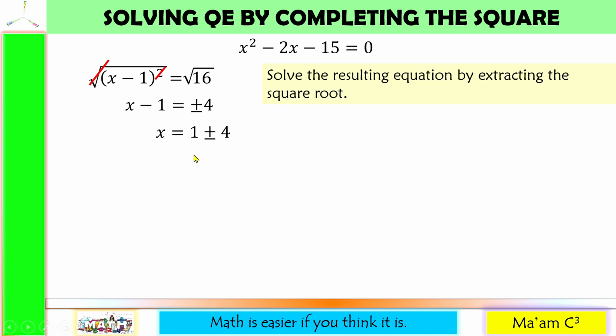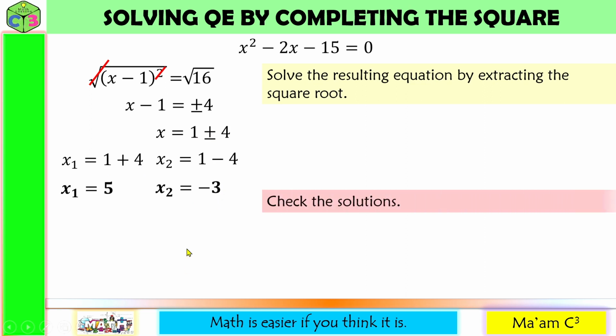Let's have the first one. 1 plus 4 is equal to 5. Another value is 1 minus 4, and that is equal to negative 3. Last step is to check the solutions. And how do we do it?